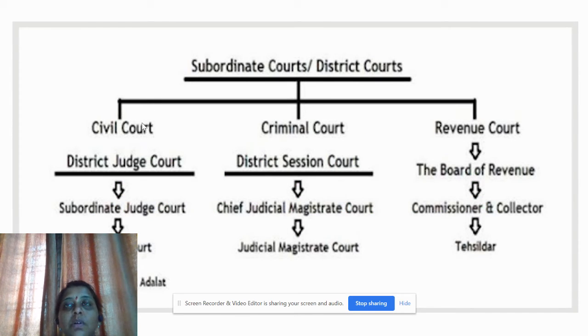Now it comes to the judiciary. There are subordinate courts, or district courts, as we call them. Each district has one court. It is civil court, criminal court, and revenue court. For civil court it is the district judge court, for criminal court it is the district sessions court, and for revenue court the board of revenue, and he is the same person, the district judge. And here are the subordinate judge court, munsif court, or small court. You can see that we have different levels of court.